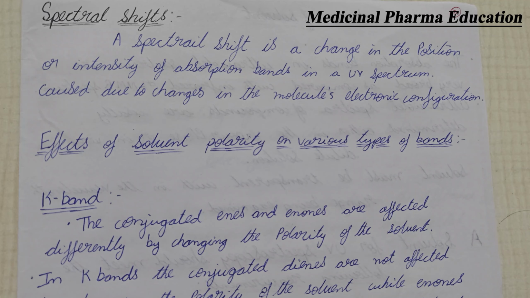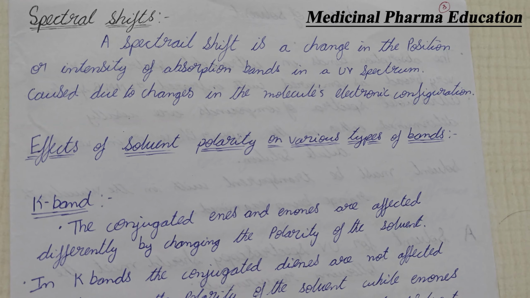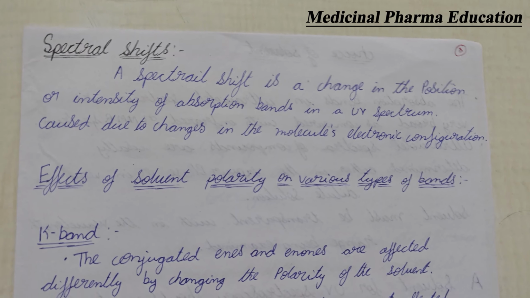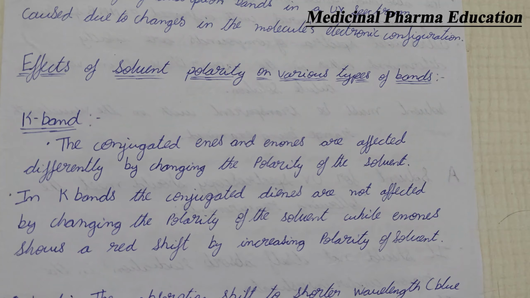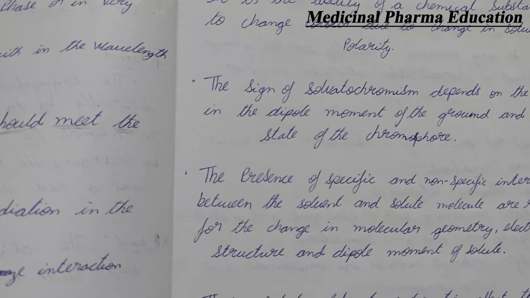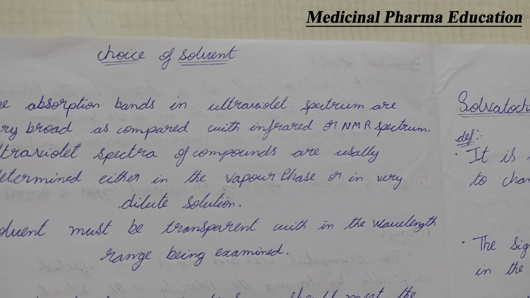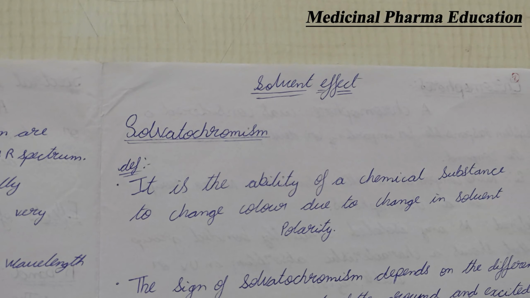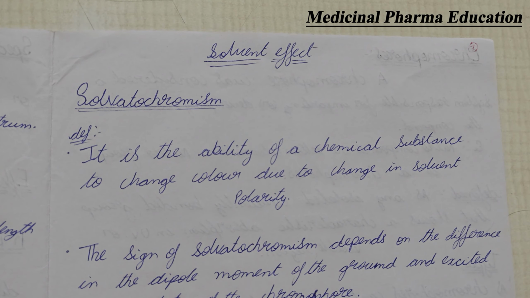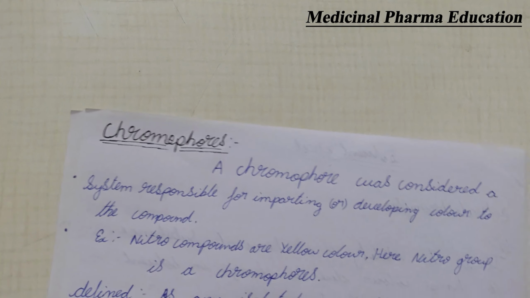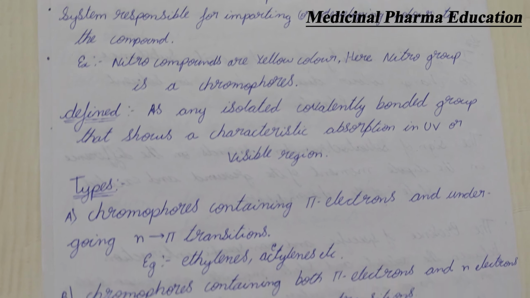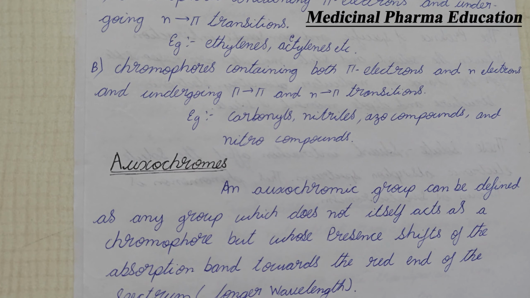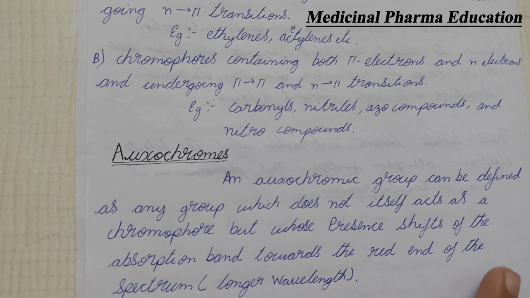Firstly, we'll know the basic knowledge about the spectral shift, what is the spectral shift, and the effect of solvent polarity on various types of bands. Next we'll discuss the choice of solvent and solvent effect, what the solvent effects are, and we will discuss the basic topics like chromophores and auxochromes. These are the basic concepts we'll discuss in today's class.